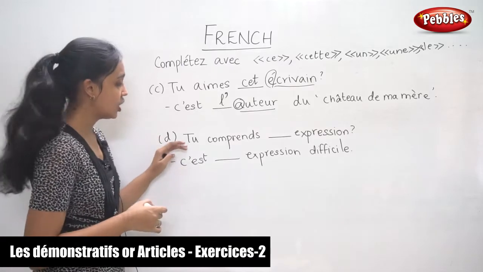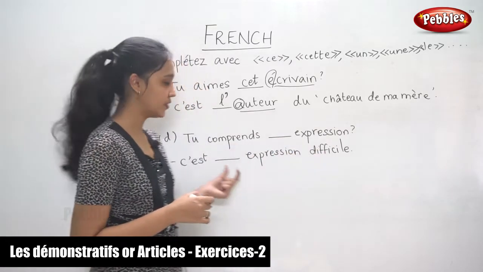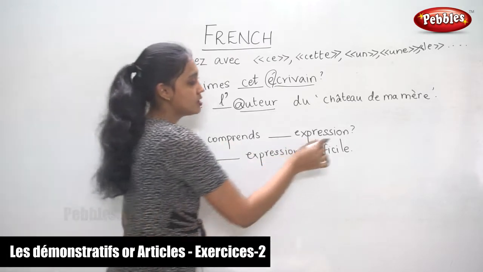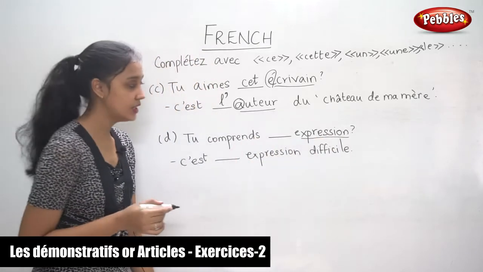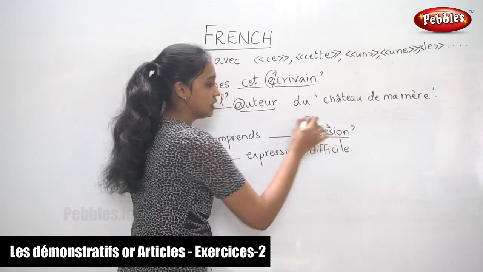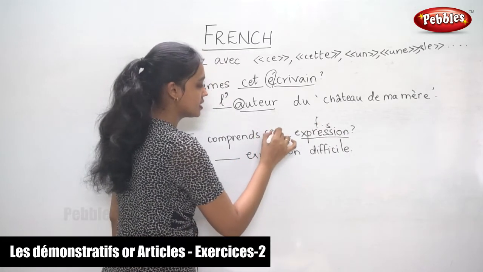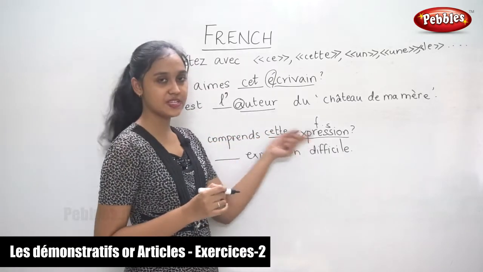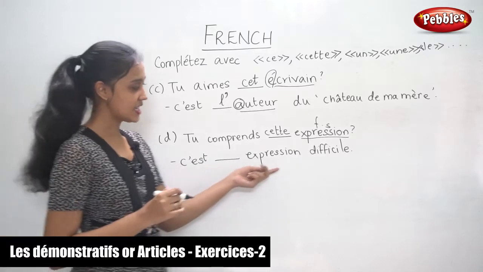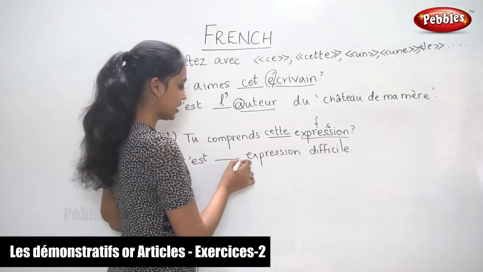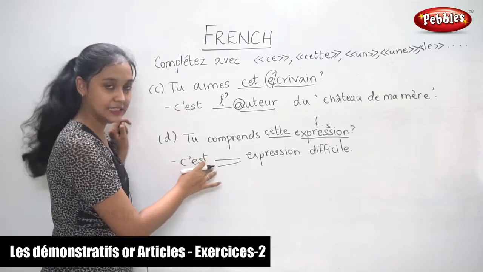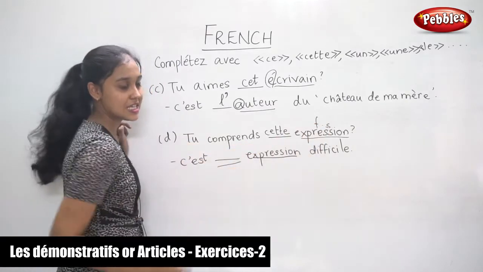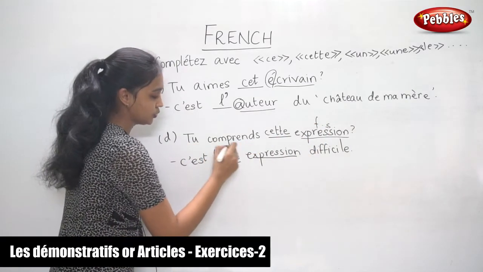Now the next sentence, "Tu comprends ___ expression?" You understand this expression. So now take the noun. It is feminine, singular. So you write cette. Cette expression. Tu comprends cette expression? "C'est ___ expression difficile." So now here it is clear we need to use an indefinite article, and since we know the noun is feminine, singular, we use une.